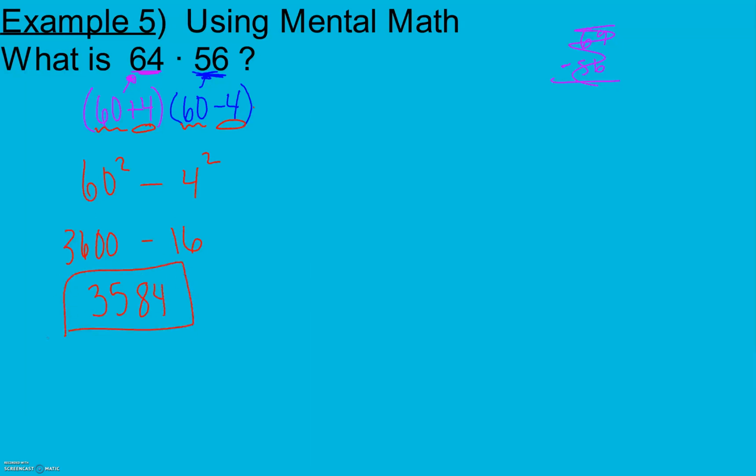So 35, 84. Again, we're trying to break our numbers down into pieces that are a little bit easier to work with. It's easier to work with numbers that have zeros at the end than it is numbers like 64 and 56. And if we can get them to the same place, 60 and 60, and 4 and 4, we can use our shortcut. Again, first squared, last squared, and then because one's positive, one's negative, we have to subtract. From there, we can simplify.